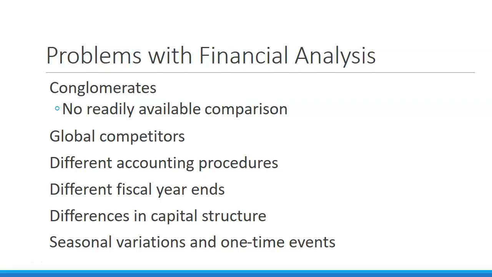We could have different fiscal year ends. I know that comparing different retailers, if we look at maybe Nike versus Adidas, Nike's year end happens in May, while Adidas's year end happens in December. So it might be difficult to compare when we look at one has essentially had 6 months into the new year, 5 months into the new year, while the other one doesn't have any information in the new year. We can have differences in capital structure. We can also have seasonal variations and various one-time events.